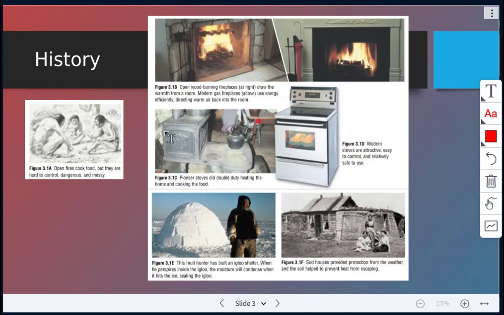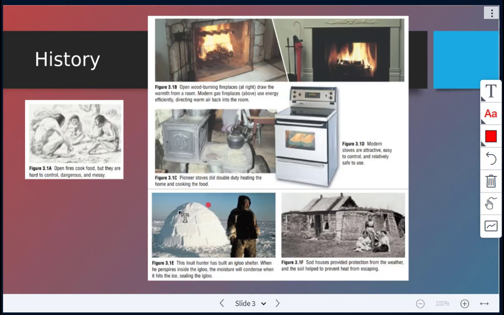Here we have pioneer stoves. These kind of stoves, they did both heat the room as well as cook the food. On this side here on the right, we have modern stoves. They're much more aesthetic, so attractive. They're easier to control and relatively safe to use.